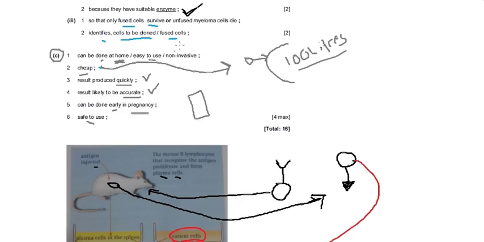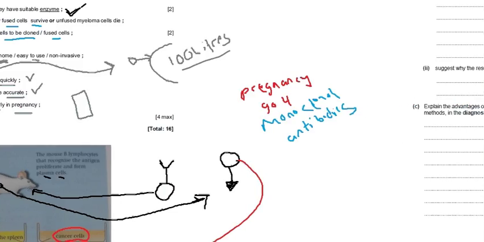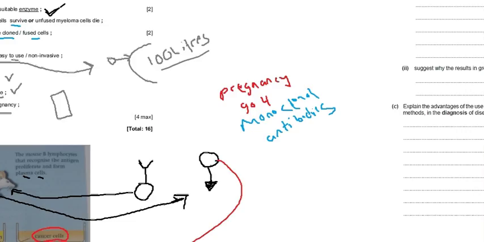So if you want to get the point in your brain, you can say that for pregnancy, go for monoclonal antibodies. Why should you do that? We can see the reasons here. Let us just see the reasons for that.